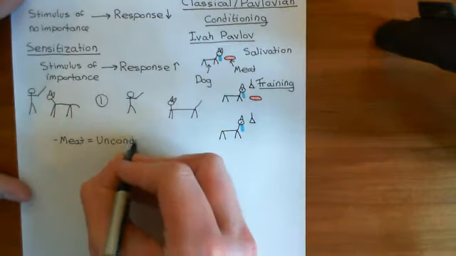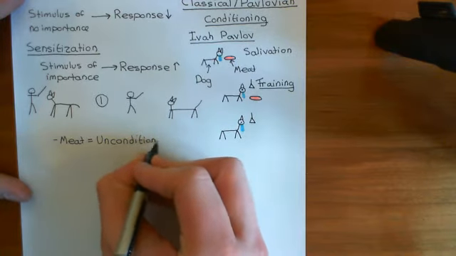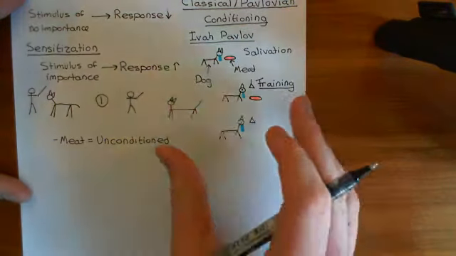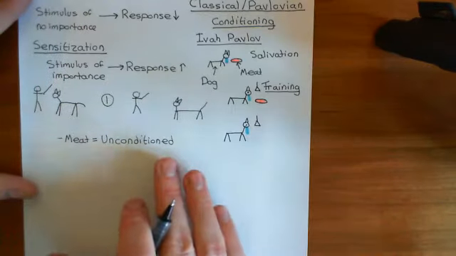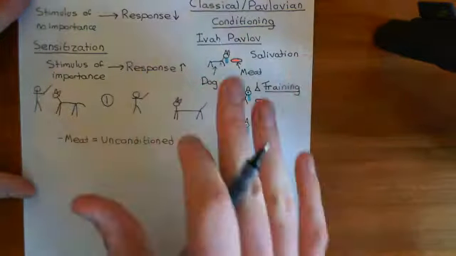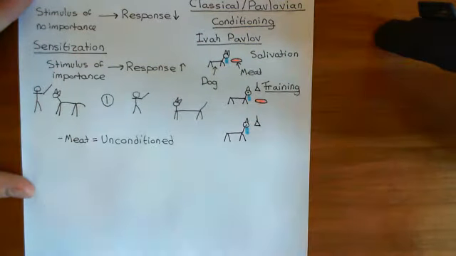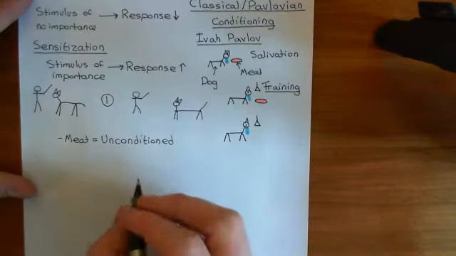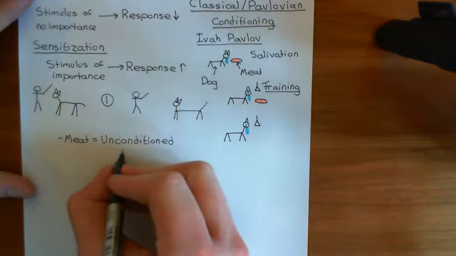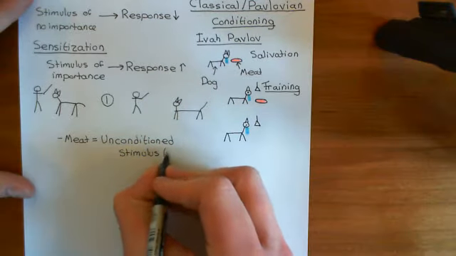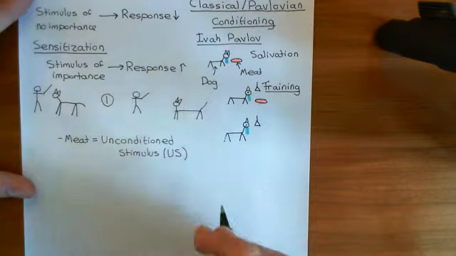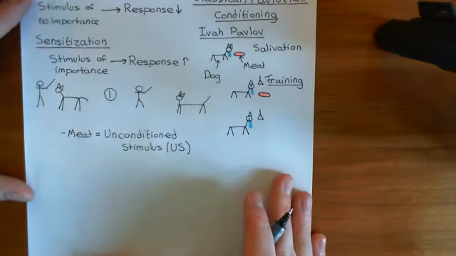The reason for this fancy terminology is so that we can extend the principle beyond this specific example, so we have some general terminology to use for any example of this, because this obviously doesn't just work for dogs salivating in response to meat and associating being presented meat with a bell. So the meat is what's known as the unconditioned stimulus, often abbreviated as the US.